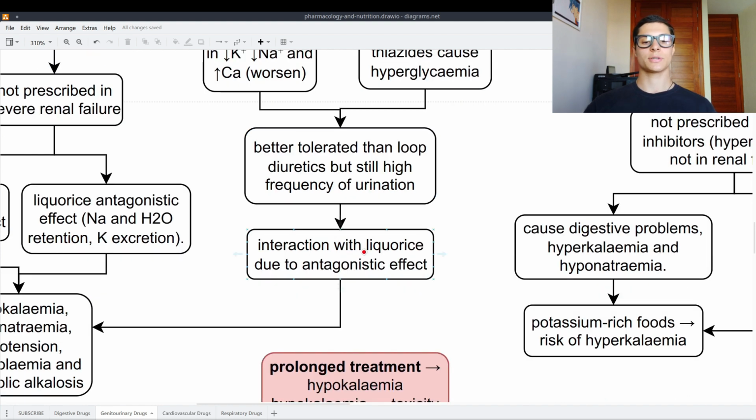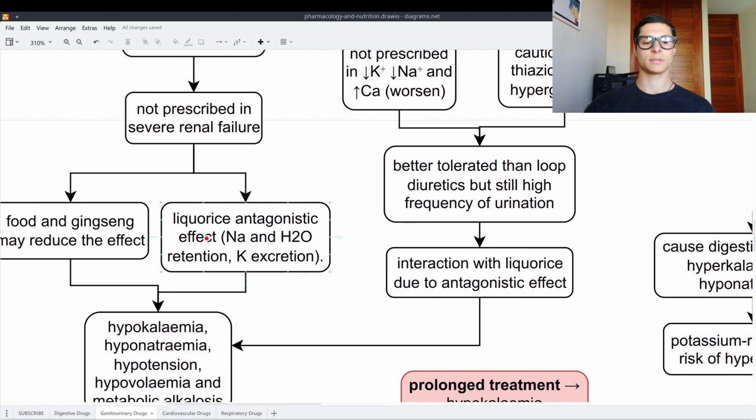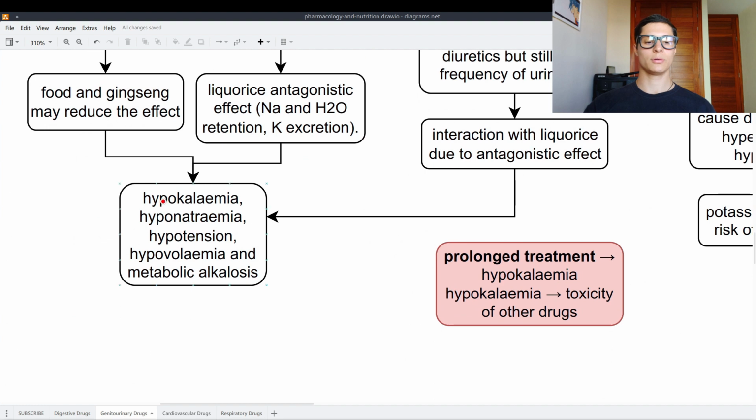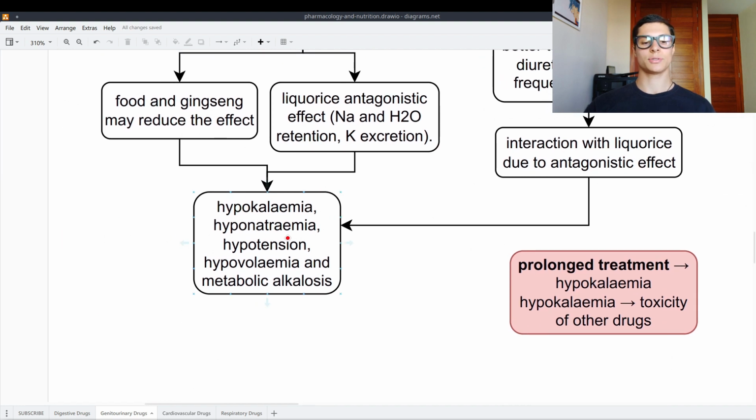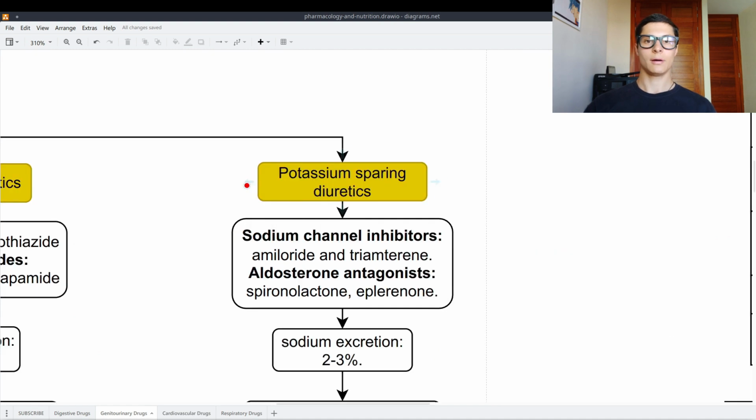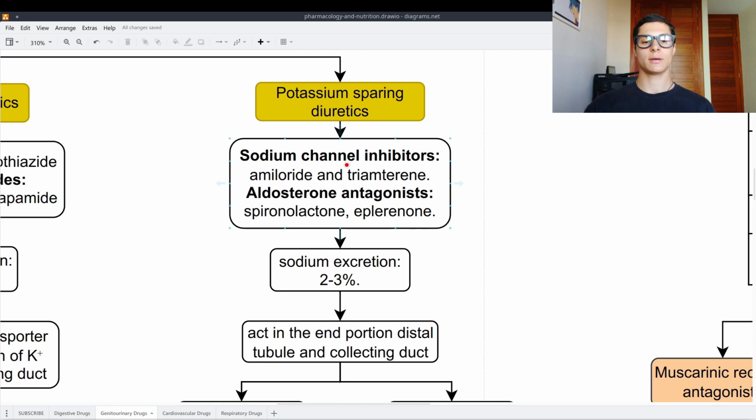There is an interaction with licorice due to an antagonistic effect, the same as here, and they also produce hypokalemia, hyponatremia, hypotension, hypovolemia and metabolic alkalosis. Now let's take a look at potassium-sparing diuretics. Here we have the sodium channel inhibitors, the amiloride and triamterene, and the aldosterone antagonists, spironolactone and eplerenone.